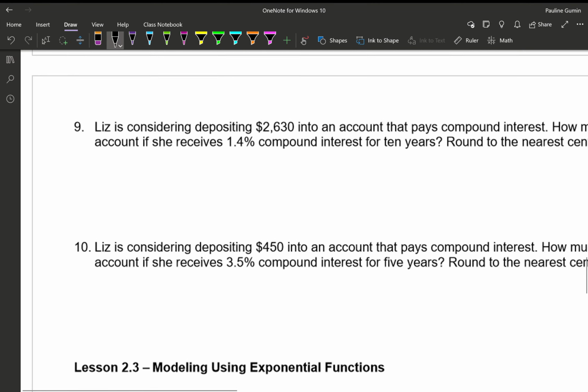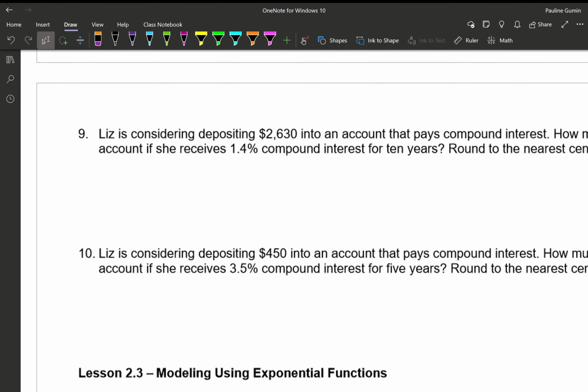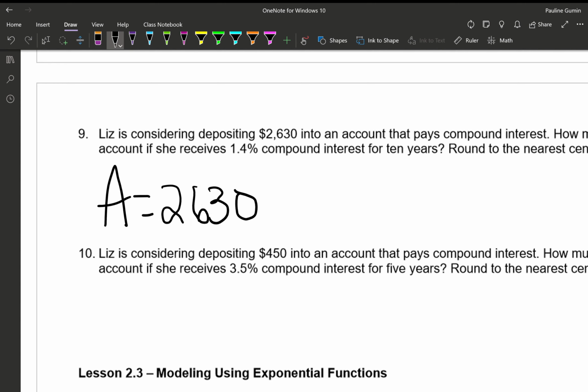Number 9, Liz is considering depositing $2,630 into her account that pays compound interest. How much will be in her account if she receives 1.4% over 10 years? Okay, so the first thing we write down is how much money she's putting in. That's $2,630. If she is receiving, meaning growing, so that's a 1 plus.